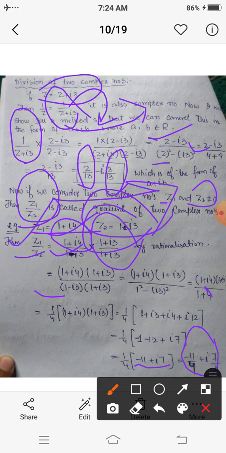So in this way you can find the quotient of any two complex numbers with denominator not equal to 0.